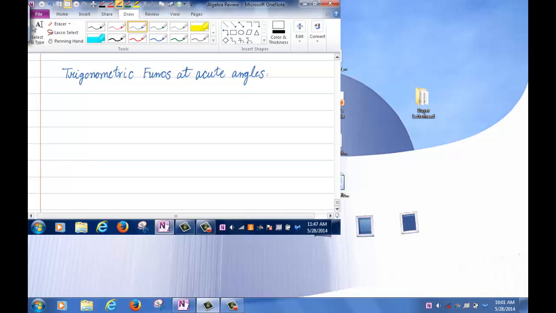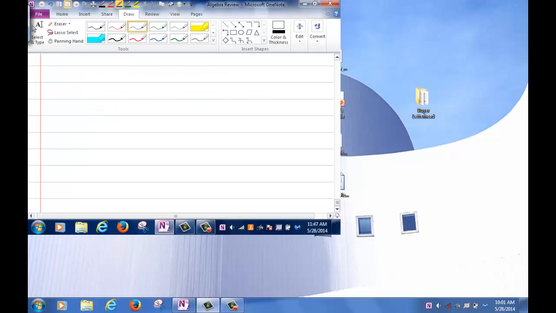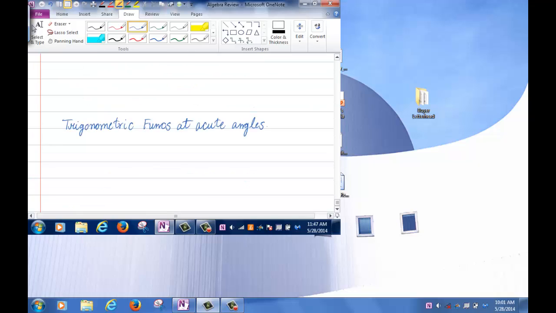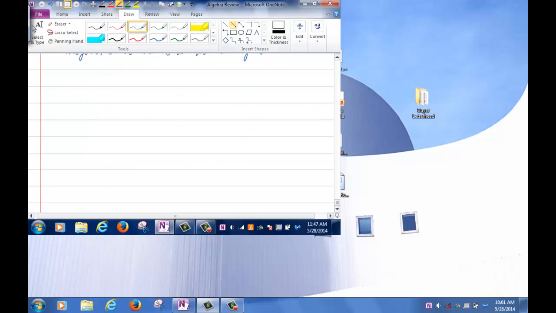So just for acute angles, I'm going to define for you the trig functions, and then we are going to see how to define the trig functions for angles which are not acute angles. Okay, so let's consider a right triangle again.